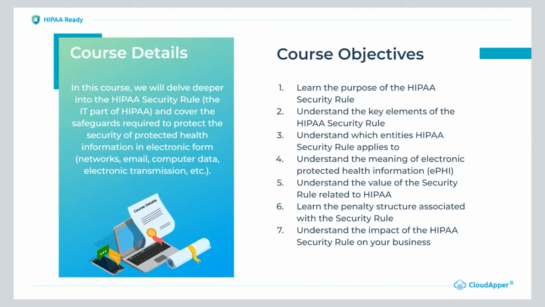Our course objectives are to learn the purpose of the HIPAA Security Rule, understand the key elements of the HIPAA Security Rule, understand which entities the HIPAA Security Rule applies to, understand the meaning of Electronic Protected Health Information, also known as EPHI, understand the value of the security rule related to HIPAA, learn the penalty structure associated with the security rule, and understand the impact of the HIPAA Security Rule on your business.